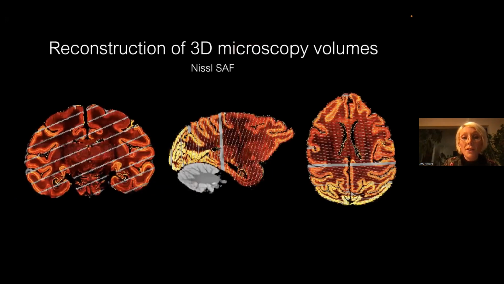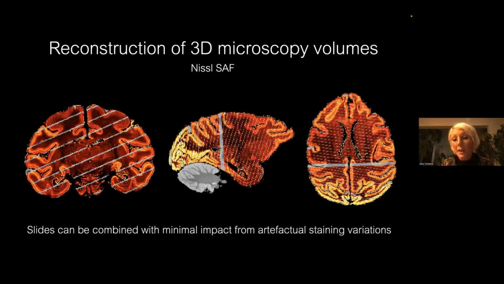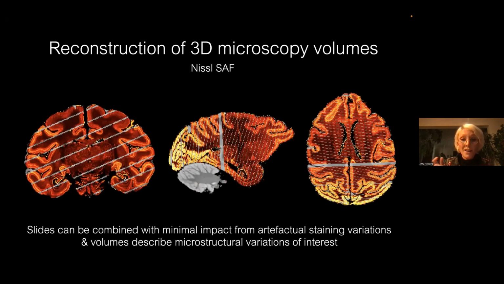Utilizing these high-quality co-registrations, we can now take our microscopy metrics and start to build up these 3D microscopy volumes, where here I'm showing an example of the Nissl stained area fraction. Even though each slide here within the coronal plane represents data from a different microscopy section, we can see that our metrics vary smoothly across the brain, suggesting that our slides can now be combined with minimal impact from these artifactual staining variations. Further, our volumes describe the microstructural variations of interest across the white-gray matter, across cortical layers, and across subcortical regions as we would desire.